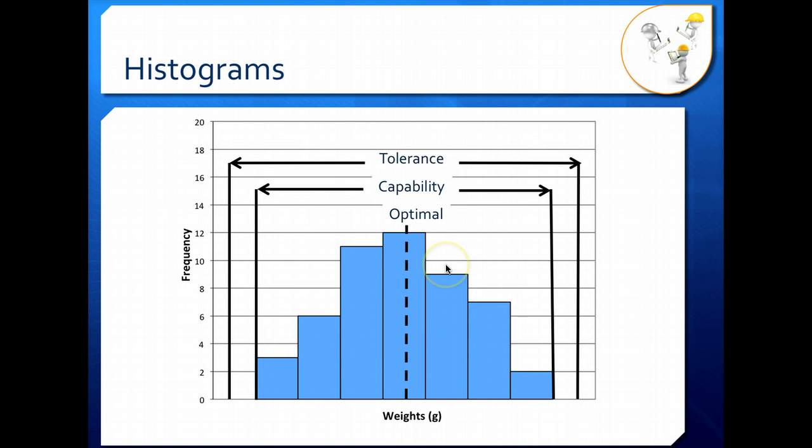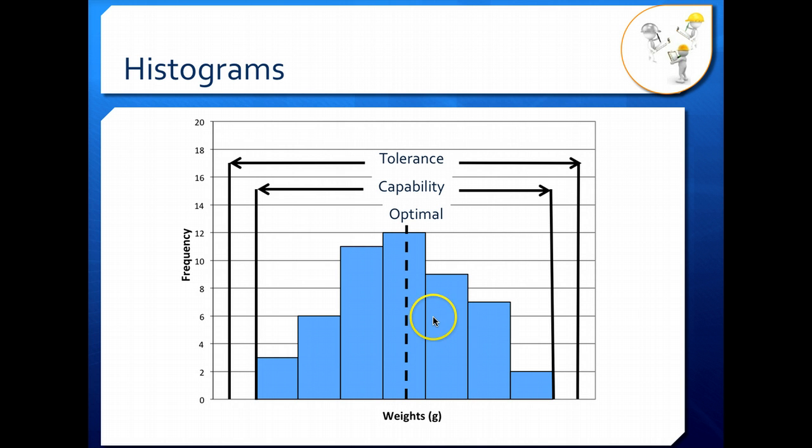If it's shifted left or right, that means you have a problem with your process. The process capability is the far left end and the far right end of the data in your histogram. That is what your process is capable of producing. The tighter your capability, the better your process is.